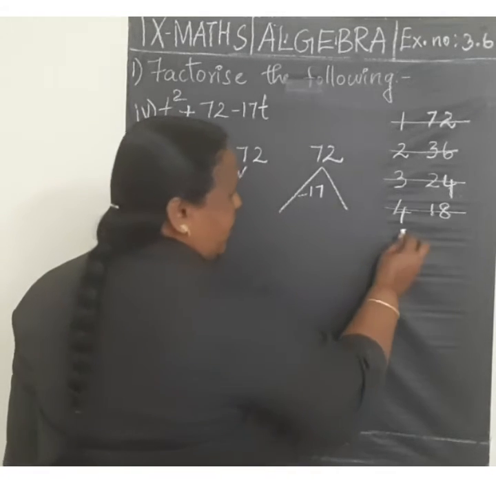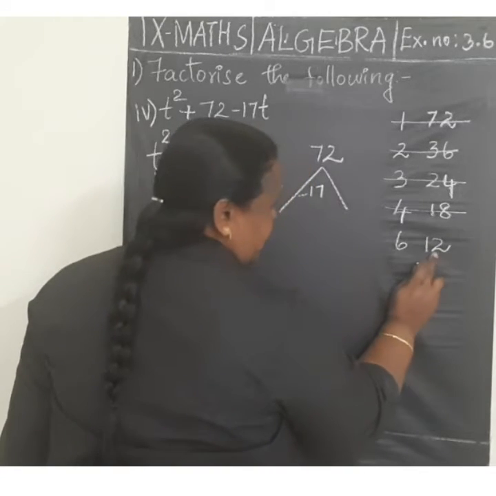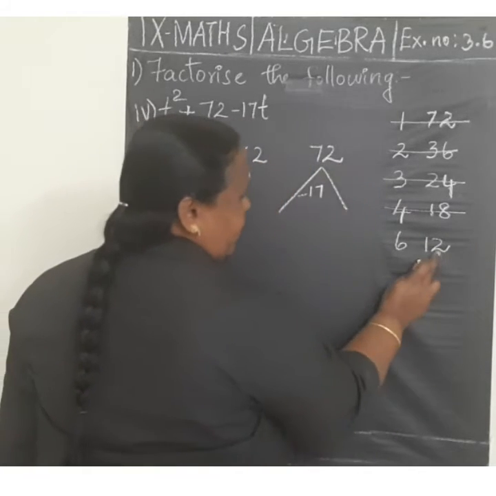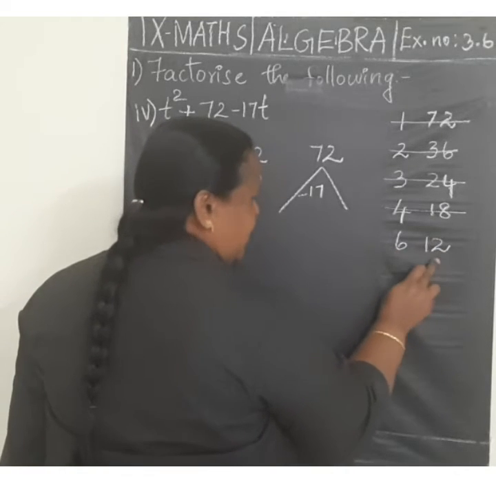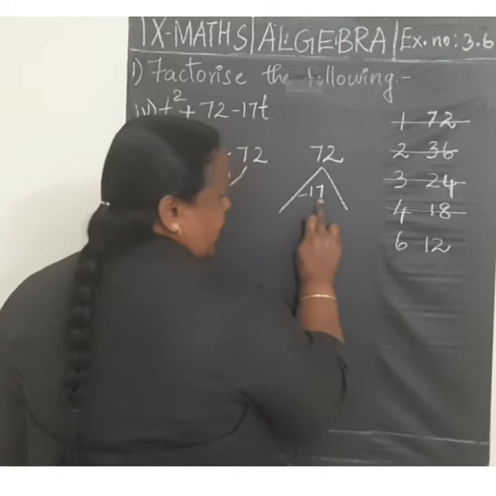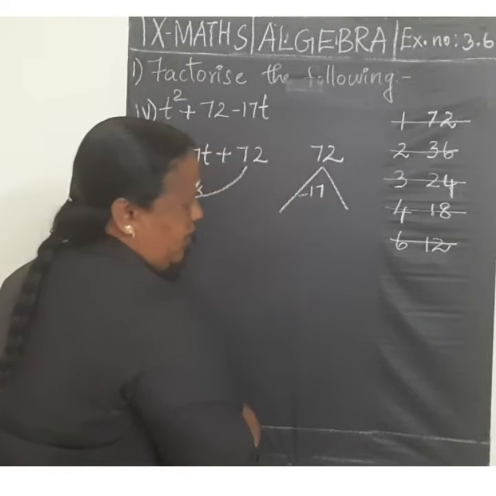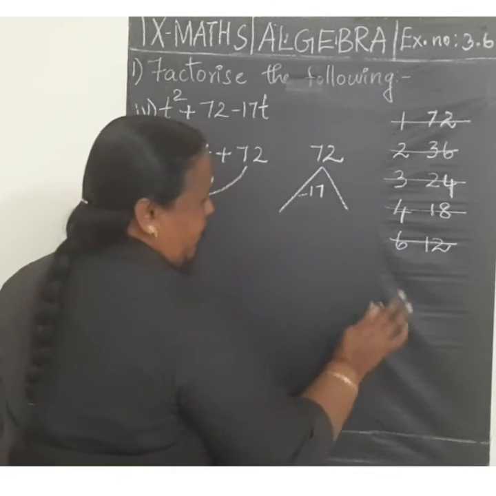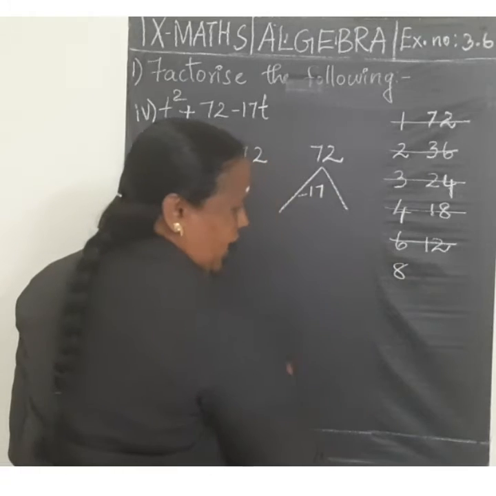Next, the sixth table. 6 into 12: 6 12s are 72. But when we add 6 plus 12, it is 18. 12 minus 6 is 6. So we are not getting minus 17. So we can't take 6 and 12. Next we will go for the 7th table, no 72 is there. Next we will go for the 8th table.